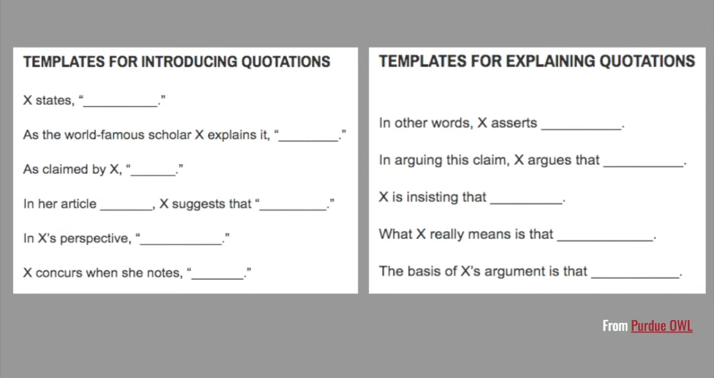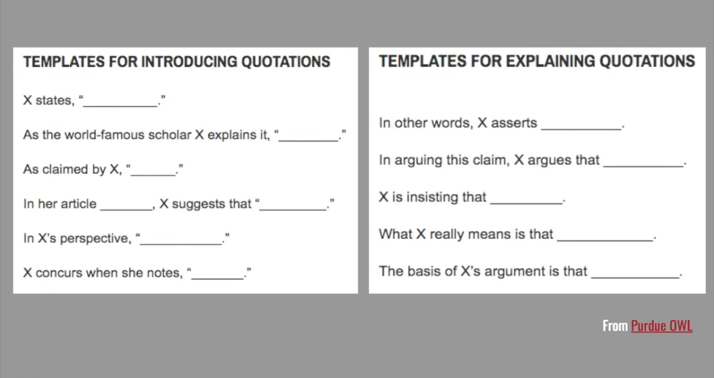Here on the left side, you see some examples of how to introduce quotations. The author states, comma, and then the quote. You could say, in her article, blah, blah, blah. The author suggests that, and then you have the quote, and so on and so forth.